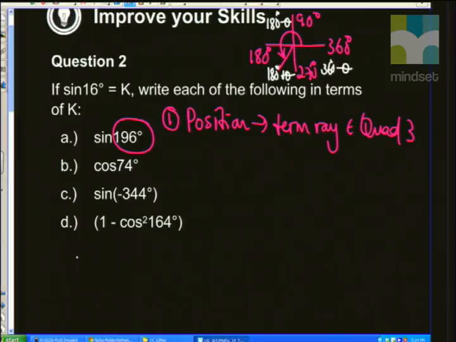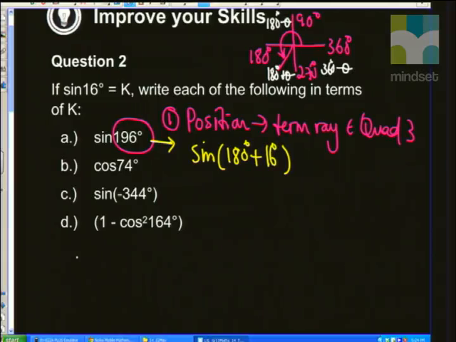Okay? So in quadrant 3, every angle can be rewritten as 180 degrees plus some acute portion that is going to give you the 196. And can you see that that acute portion is 16 degrees?